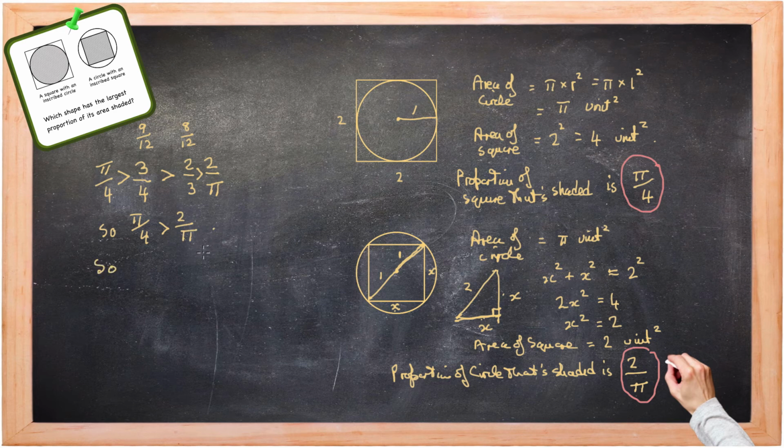So which diagram has the greater area shaded? So the square has the greatest fraction of it shaded, proportion shaded.